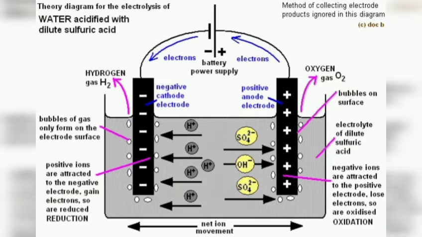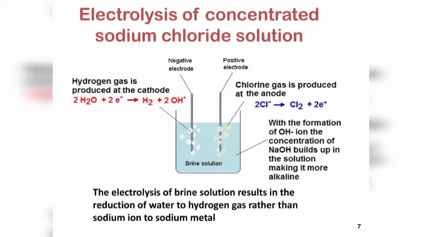There, the positive ions, which are H+, are attracted to the negative electrode and gain electrons. So they are reduced. The bubbles of colorless gas will form there, which is hydrogen gas. As for the concentrated sodium chloride solution, at the anode, the ions are Cl- and OH-. Then, OH- will be left in the solution. Chlorine gas is observed.